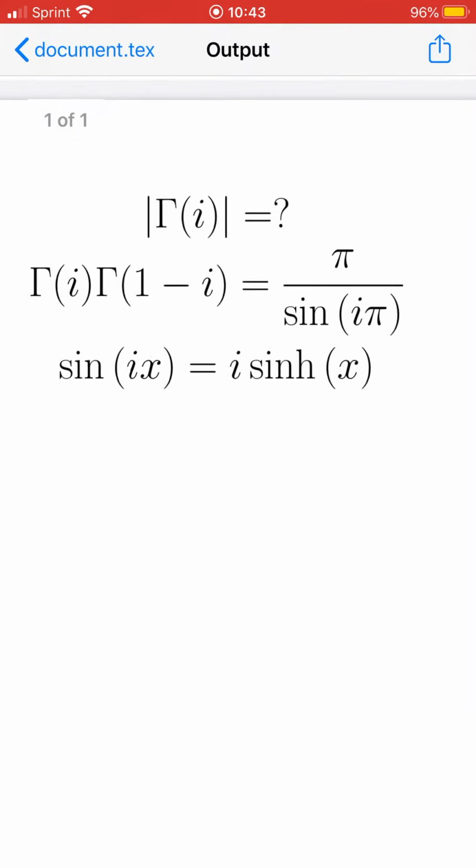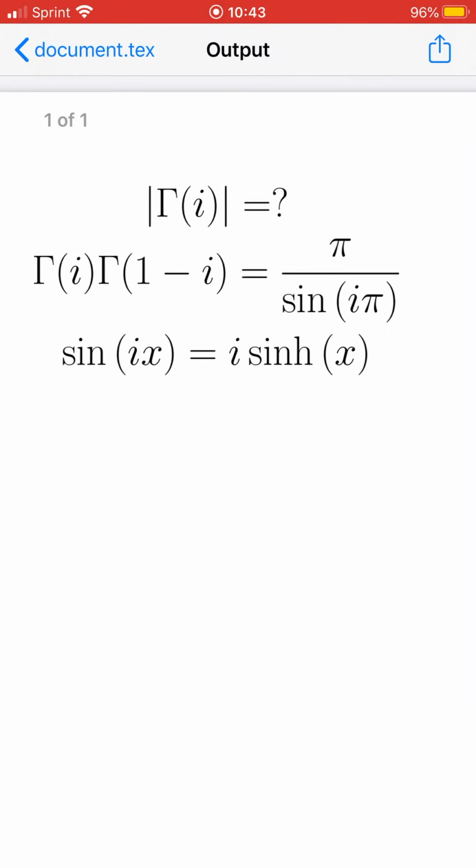Alright, so sine of Ix equals I times hyperbolic sine of x. Or it's also called sinh. I usually call hyperbolic sine as sinh because I read somewhere that it's called sinh, like how hyperbolic cosine is cosh. So I'm gonna call it sinh because I like it better because it's shorter.